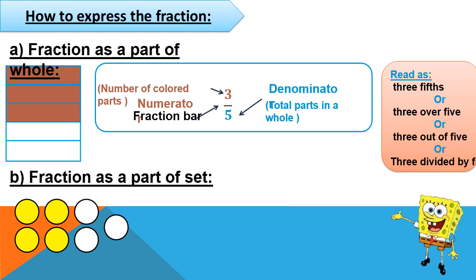1, 2, 3, 4. So I will write 4. 4 over what? The total parts, which are 1, 2, 3, 4, 5, 6, 7. So 4 over 7. I have 4 yellow and 7 the total balls. I can read it 4 over 7 or 4 sevenths.